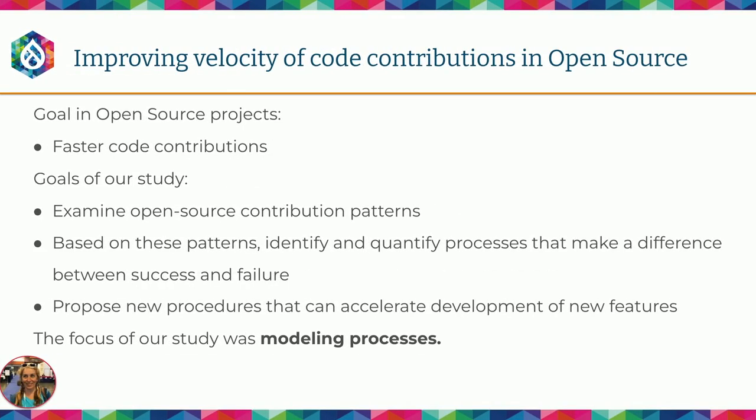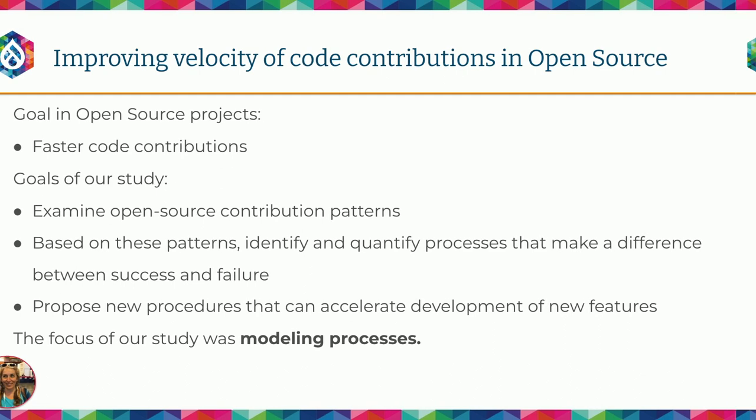So, the goal of an open source project is faster code contributions. The goal of our study was to examine contribution patterns, and based on these patterns, identify and quantify processes that make a difference between success and failure, and propose new procedures that can accelerate development of new features. So the focus of our study was modeling processes.